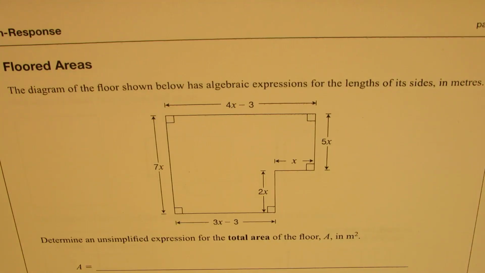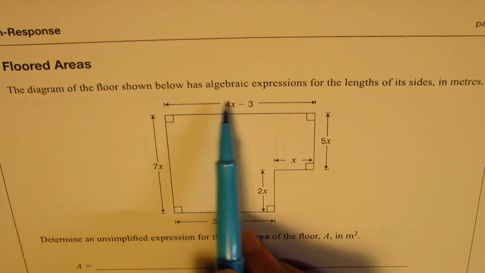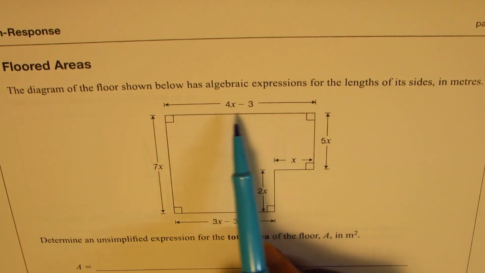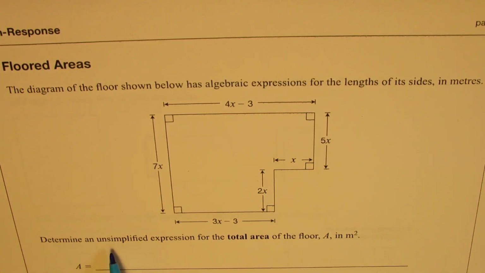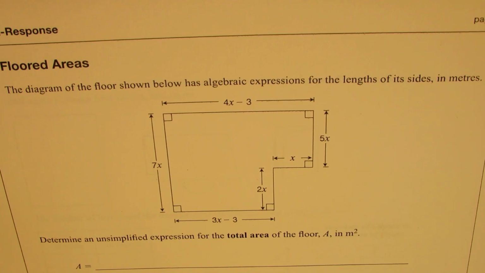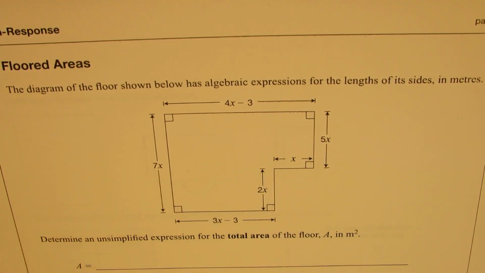See the solution of question number 9, which is an open response question. It's about floor areas. The diagram of the floor shown below has algebraic expressions for the length of its sides in meters, 4x minus 3, 5x and so on. Determine an unsimplified expression for the total area of the floor A in meters squared. So how can you do it? There are many ways. You can divide it into 2 rectangles, add and then do it. That is one way of doing it.